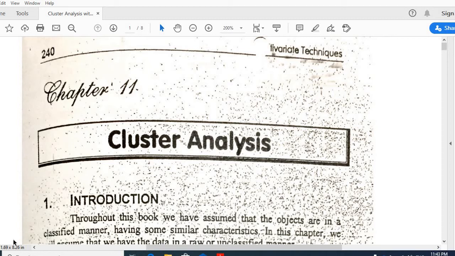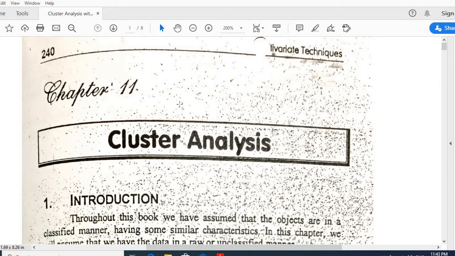Student, this is our third lecture of this week. Here I present the last chapter of this course, that is chapter number 11, and the title of this chapter is Cluster Analysis. It is the last chapter of multivariate analysis.